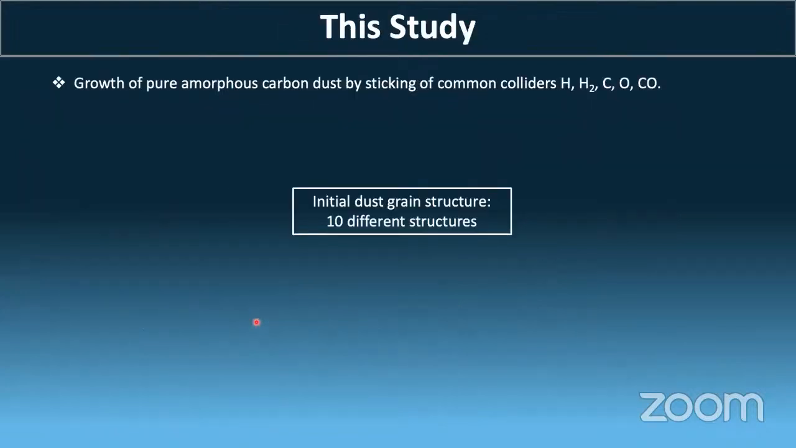So here, as I said, we want to study pure amorphous carbon dust, and we want common colliders sticking on it. For common colliders, we focused on H, H2, CO, and CO2. So the first part is to have an initial dust structure. I will explain just after what structure we take. It was computed in a previous study, but we take multiple structures to increase the variety of amorphous carbon structures that we use, to have a better average value of sticking.